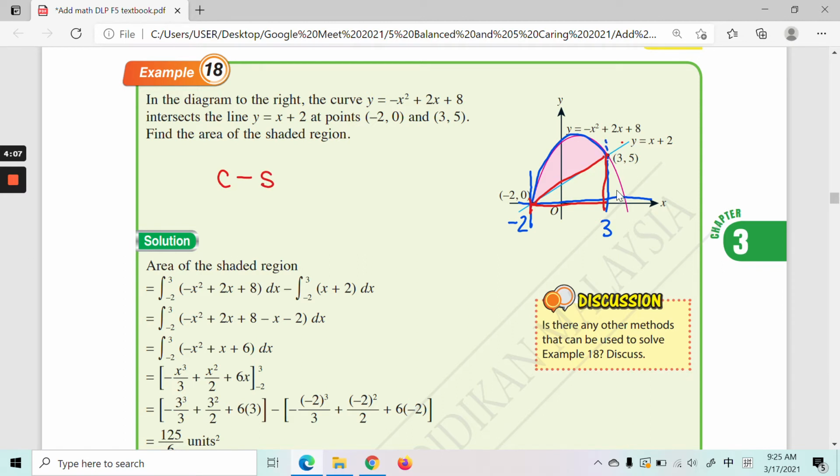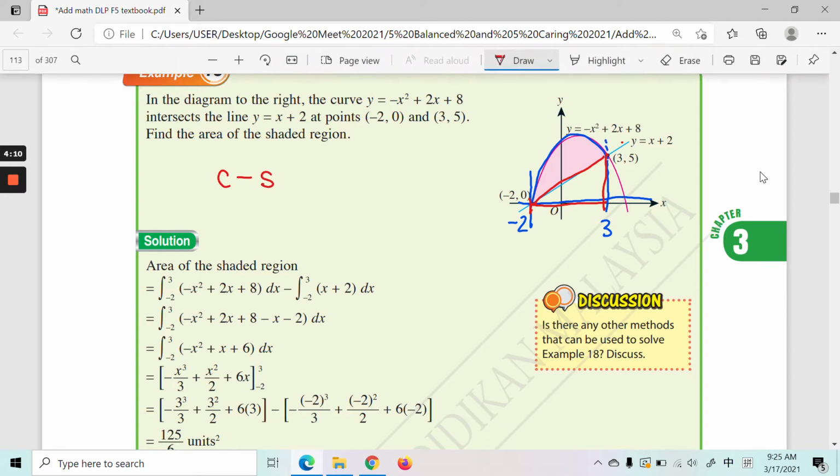So you start by integrating the curve. Integrate from -2 to 3. Remember, smaller at the bottom, bigger at the top. And then dx. Because it's the x-axis, it is dx, and here you need to substitute y. y is the curve, which is minus x squared plus 2x plus 8. So this is the curve, minus the straight line. For the straight line, you can choose integration as well. So integrate from -2 to 3 dx, where the straight line equation is x plus 2.